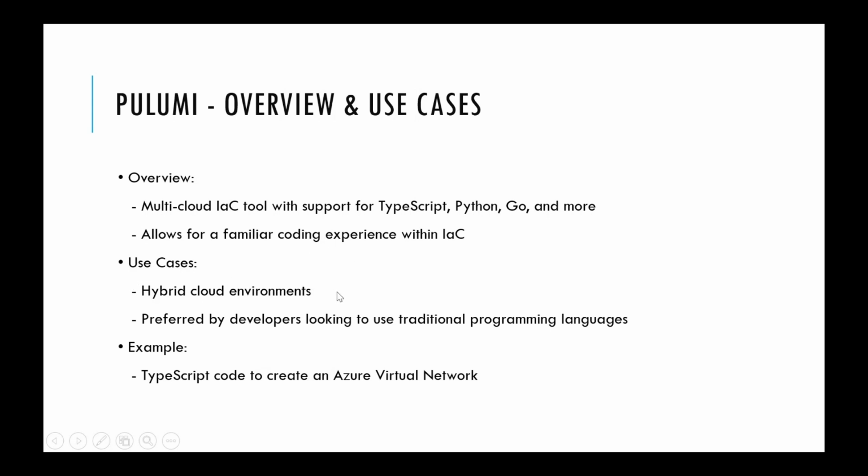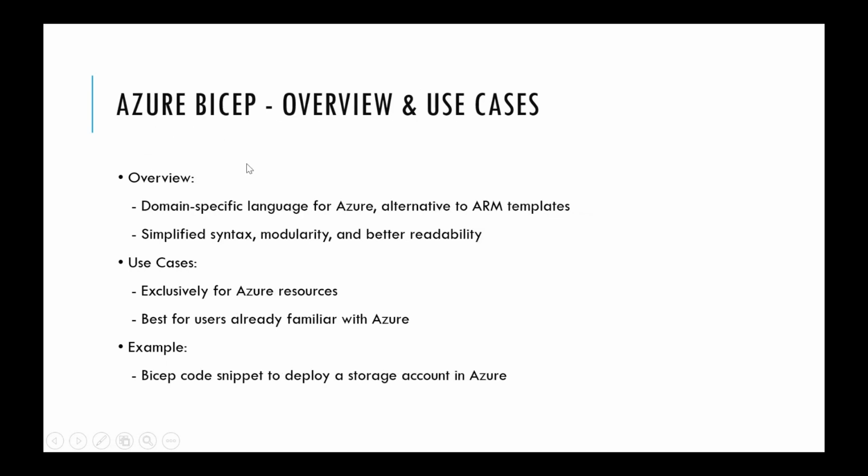Use cases: hybrid cloud environments. If you have a hybrid cloud, like if you are using on-premises along with your cloud, you can go for this IaC tool. Preferred by developers looking to use traditional programming languages. Okay, this is an example TypeScript code to create an Azure virtual network. You can write code in TypeScript, Python, Go, or any other language to create resources in Azure or AWS or GCP.